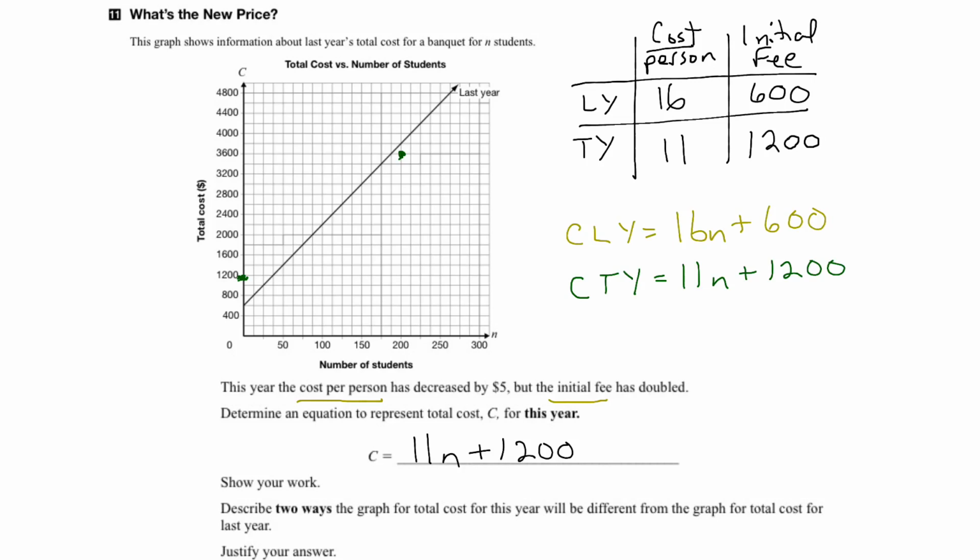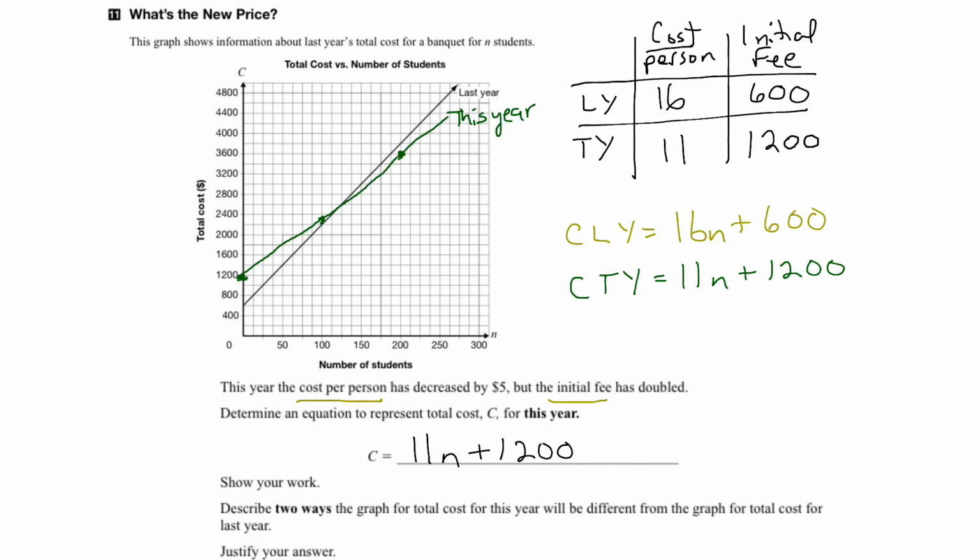And let's pick one more point just to make sure we got it right. It's a straight line. So let's say it was 100 students here. Well, if we put in 100 for n, that will be 1100 plus 1200, which would give us 2300. So we go up to 2300 at 100 would be about there. And we can draw the line, which looks something like that.